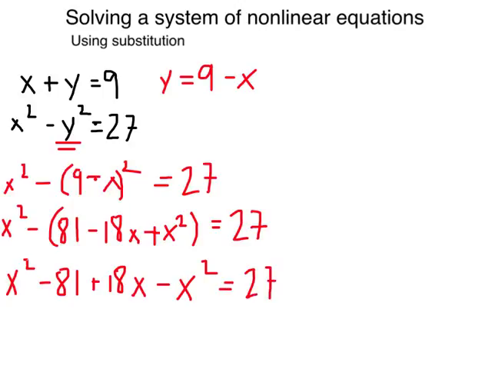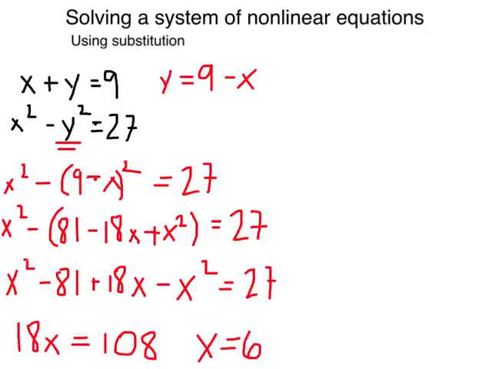If I simplify this equation by getting x by itself, I end up with 18x equals 27 plus 81, which would be 108. And that means that x equals 6.